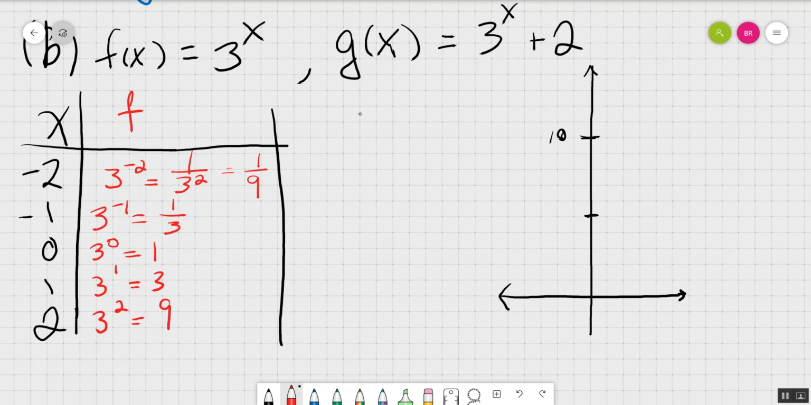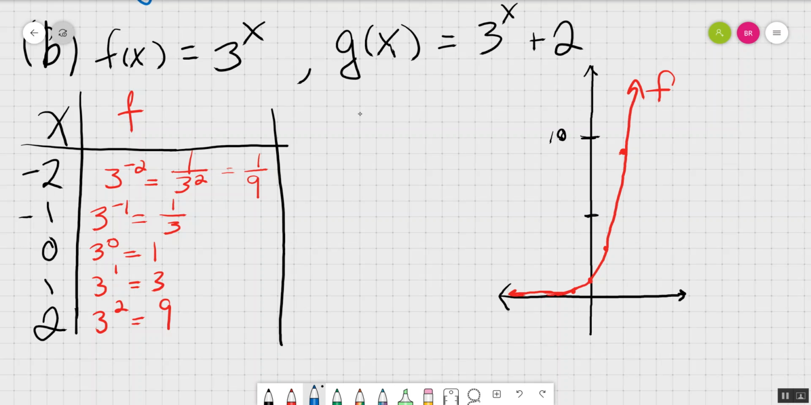Let's graph f. So at 0, it's 1. At 1, it's 3. At 2, it's 9. This one's kind of boring because I've done it once before. At -1, it's about 1/3. At -2, it's 1/9, which is so close to the axis you're not going to be able to see it on this scale. Curve it up. There's my f.